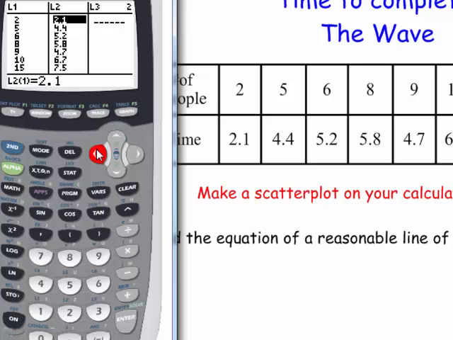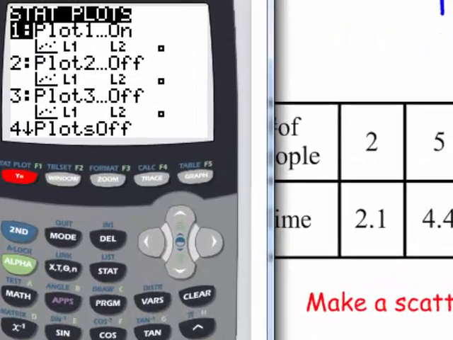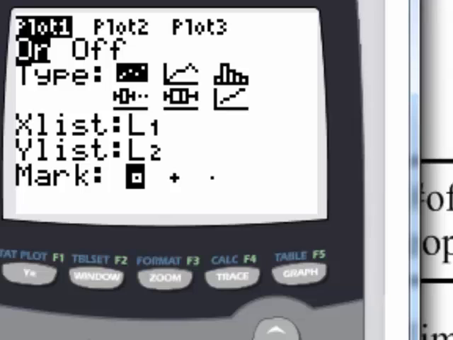When you're done, we want to make a scatter plot. So we go into our stat plots. So second y equals button. And I want to turn one of these on, which is on. Then I go. So here's the scatter plot. We don't want the line with it. We want just a scatter plot.